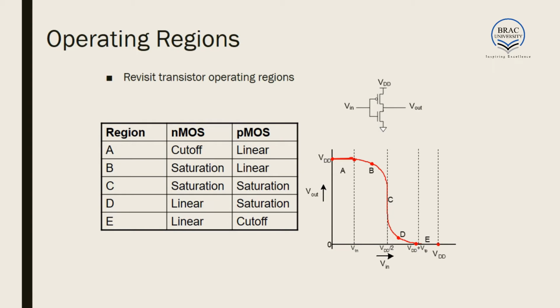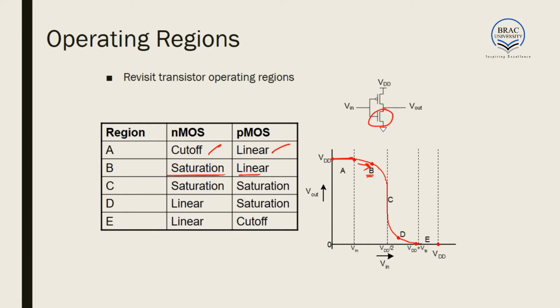So in part A, when Vout was almost equal to VDD, or Vin is almost equal to 0, our NMOS was off and our PMOS was completely on. So NMOS was in cutoff region and PMOS was in linear region. Gradually, when we increased the value of Vin, the output voltage gradually decreased. At the level B, we have seen that the NMOS is in saturation region, PMOS still remains in linear region.